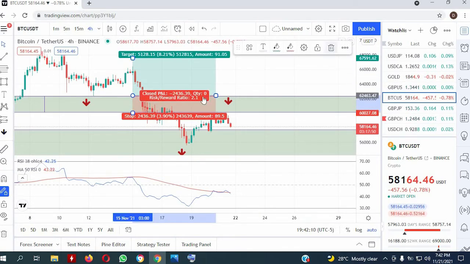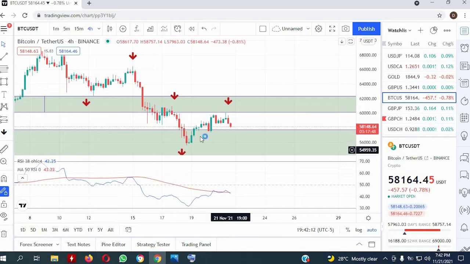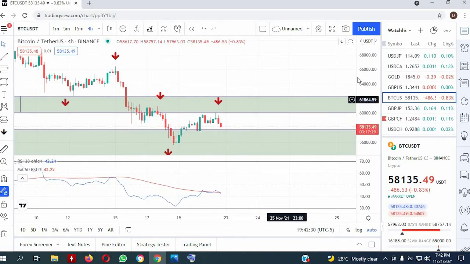So for now, the Bitcoin is targeting this area. So the Bitcoin is expected to push further down. So that's it for the Bitcoin. Let's go over to the GBP JPY.